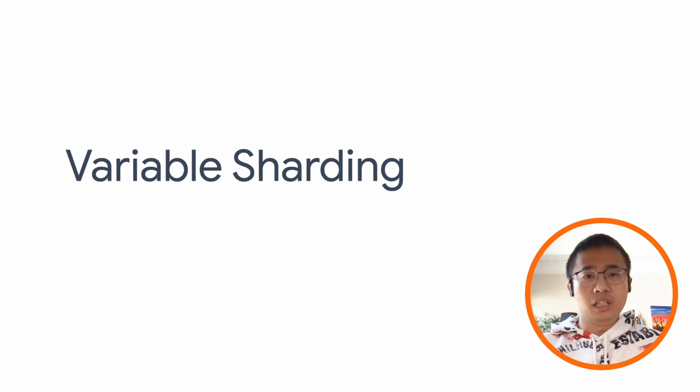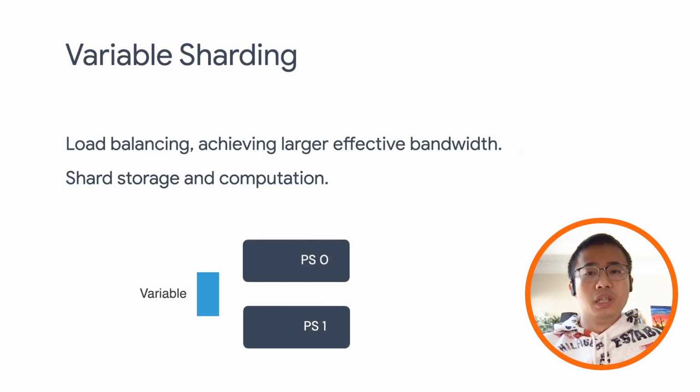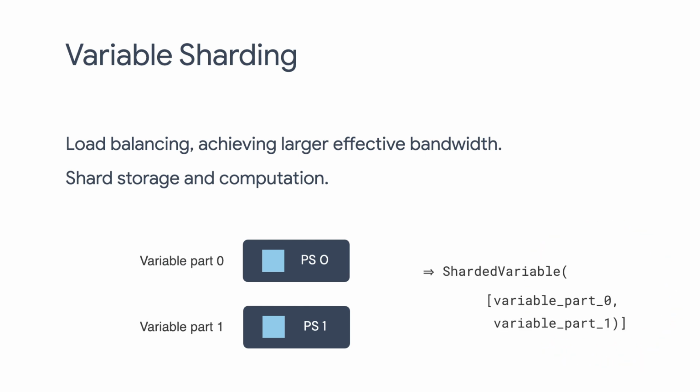The last but not least part is variable sharding. Variable sharding refers to splitting a variable into multiple shards and putting them on different parameter servers. Variable sharding is important for load balancing between workers to achieve larger effective bandwidth of a training cluster.